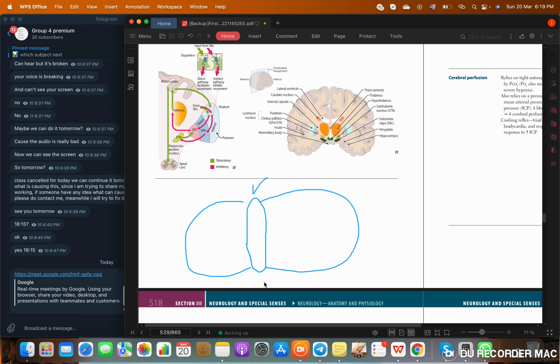Well, I hope you are thinking that the vermis is highly responsible for the trunk, while the hemispheres are responsible for the limbs. Okay, so the vermis for the trunk and the hemispheres for the limbs.